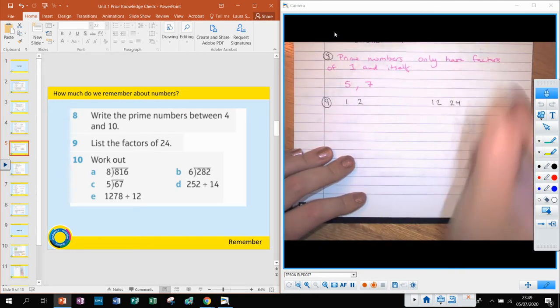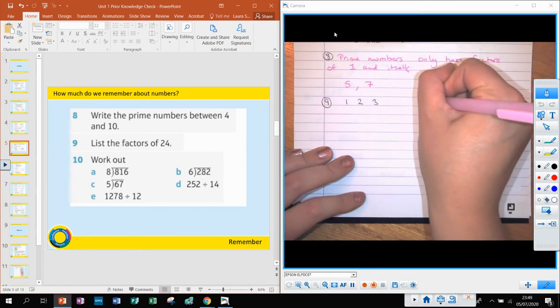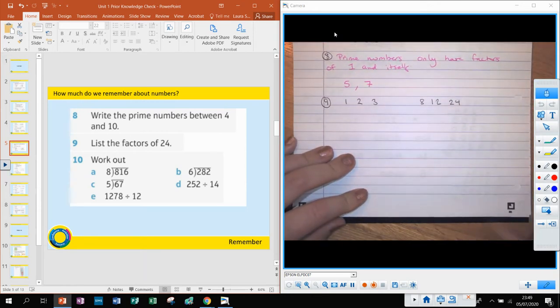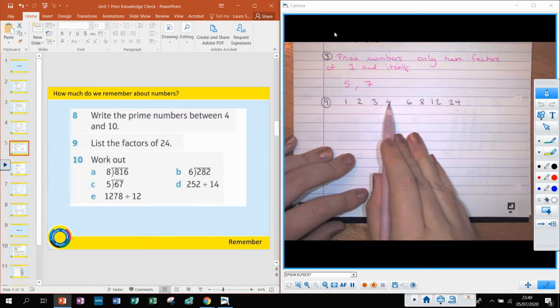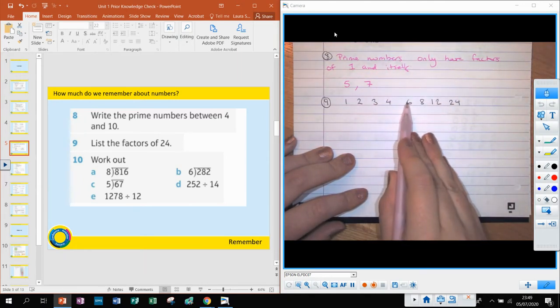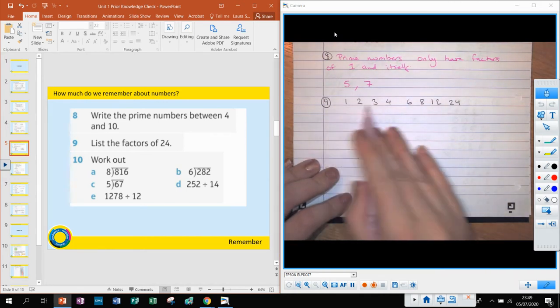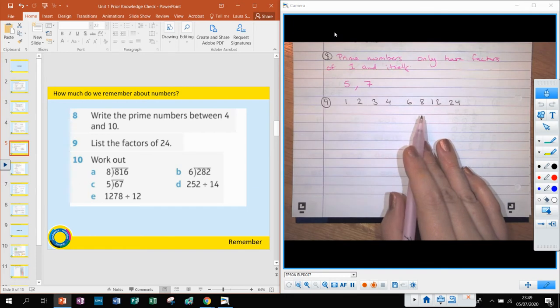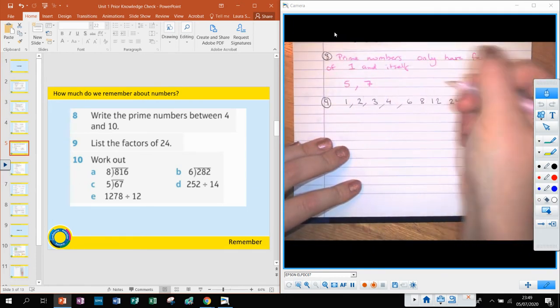2 and 12. Does it divide by 3? 3 and 8. Does it divide by 4? Yep, 4 and 6. It doesn't divide by 5, and these are so close together that if we swapped, we'd just go the other way, and so we're done. Okay, so use a little bit of a number line to help you with that, and those are factors, and now they're actually in order as well.